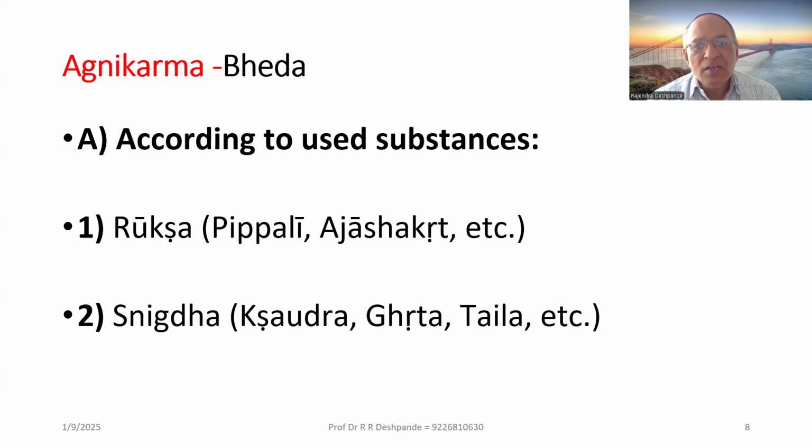Of course, this is the Samhita or compendia explanation. At the practical level, the Ayurvedic surgeon takes different materials to do this Ruksha Karma. Then there is Snigdha Agni Karma, which can be done with medicated ghee or medicated oil. So there are basically two types of Agni Karma according to the substances used: Ruksha Agni Karma or Snigdha Agni Karma.